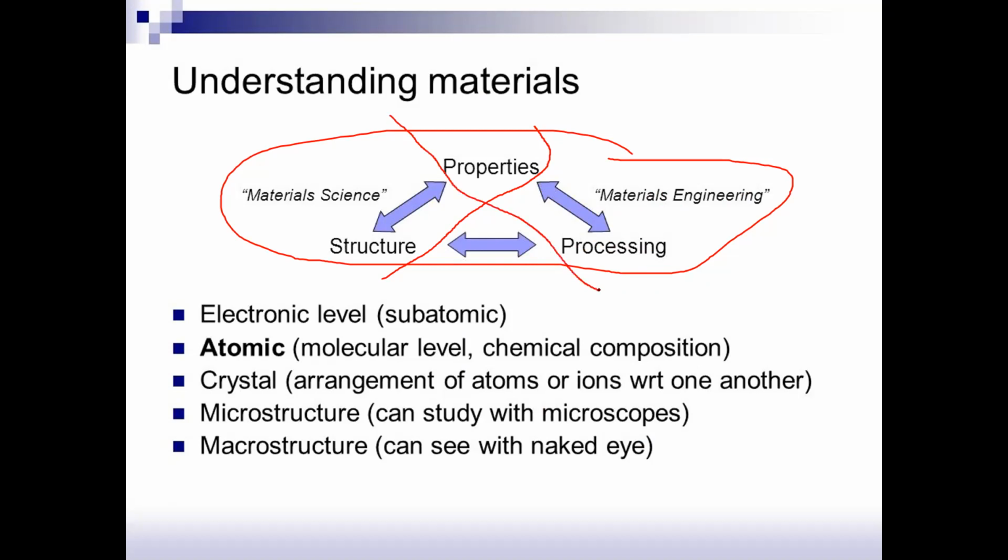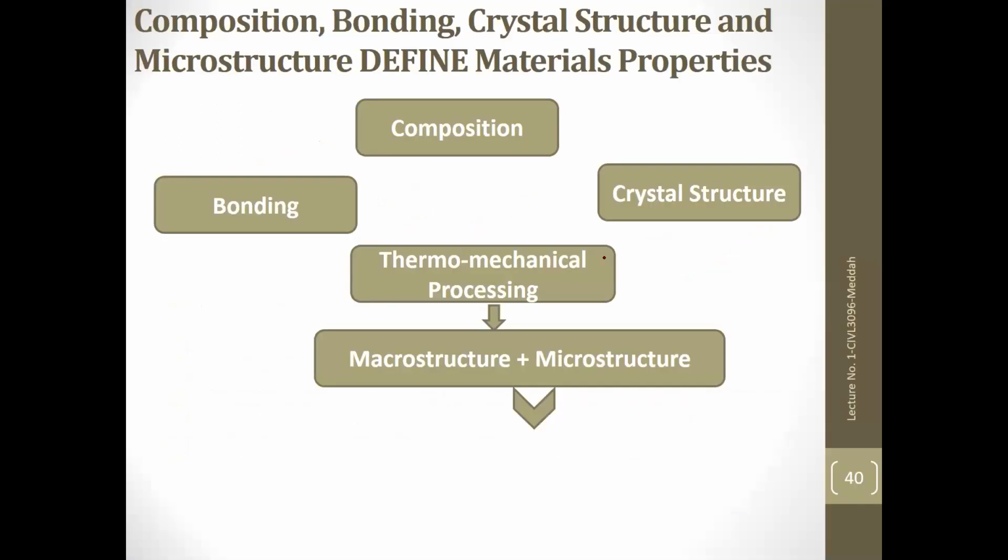So mostly materials engineering is looking at this part here, properties and processing: how you process, how you design a material that has tailored or specific properties, and vice versa, how the properties are affected by the process. If you change the process, how this could affect the properties of your material. So all these are interrelated and interconnected.